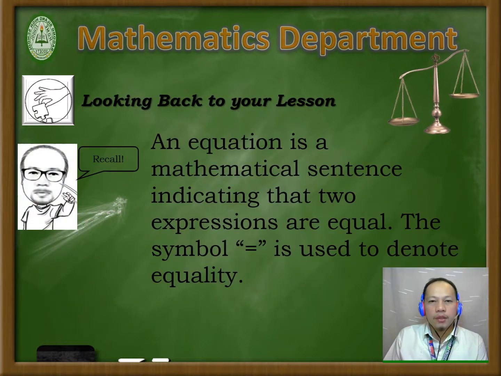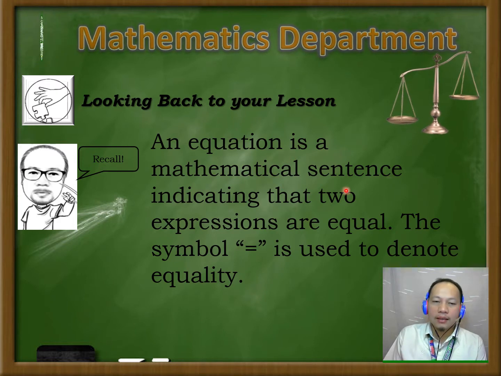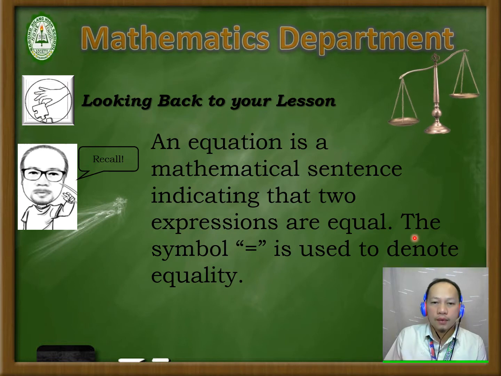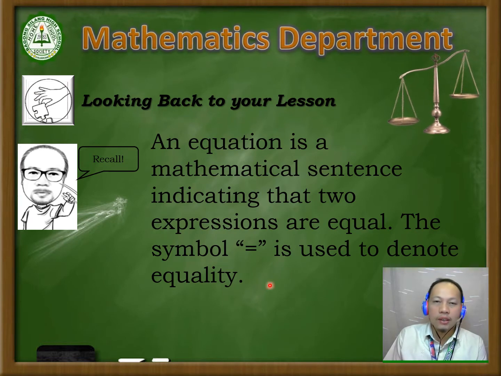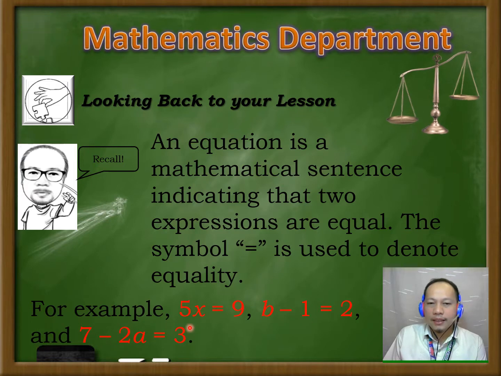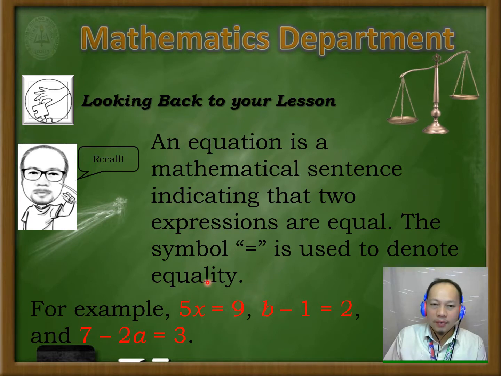Back to your previous lesson, like the definition of an equation. An equation is a mathematical sentence indicating that two expressions are equal. The symbol equal sign is used to denote equality. For example, 5x equals 9. Is it an equation? Yes, because of the equal sign.